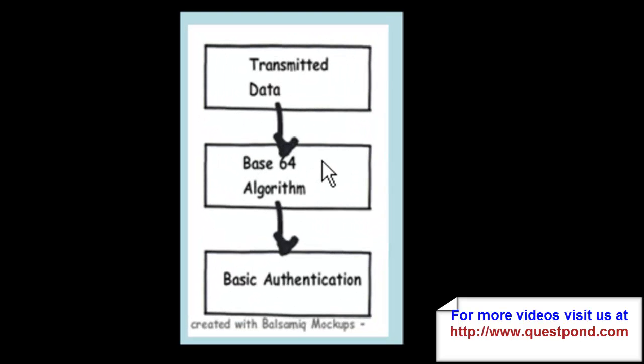When basic authentication is selected, user IDs and passwords, that means your transmitted data, are passed using base64 encoded format. Now remember that base64 is basically an encoding format. It's an encoding mechanism. It's not an encryption algorithm.